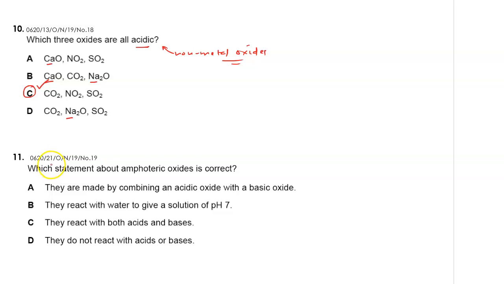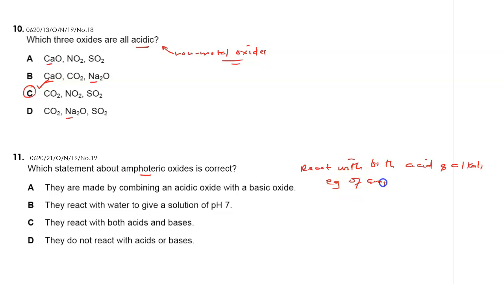This is from 2-1 from extended paper. This was question number 19. Which statement about amphoteric oxide is correct? Now, amphoteric oxides are oxides that will react with both acid and alkali solutions.